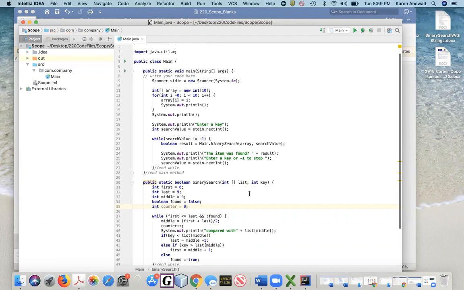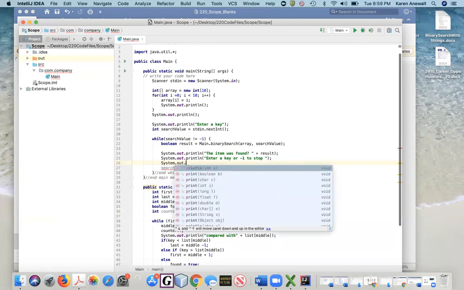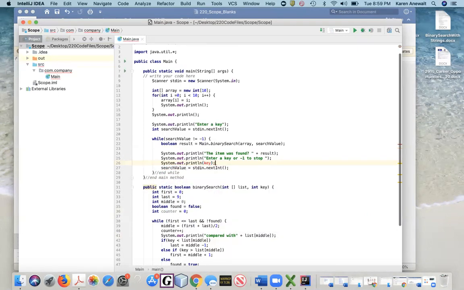And vice versa. If I try to use one of the parameter values up here in main, if I try to say like system.out.println, print the key, it'll tell me the key is not defined. That particular value doesn't have any scope up here in my main program. It's only defined down here in my method.